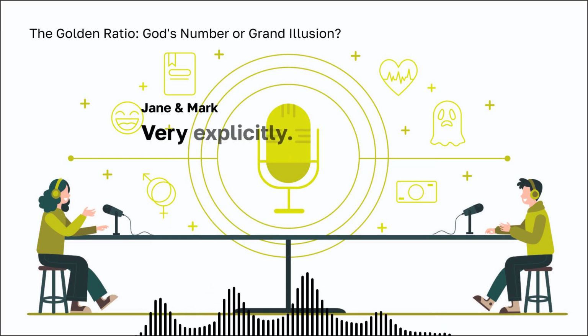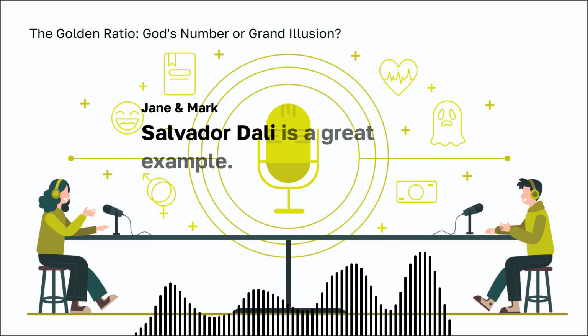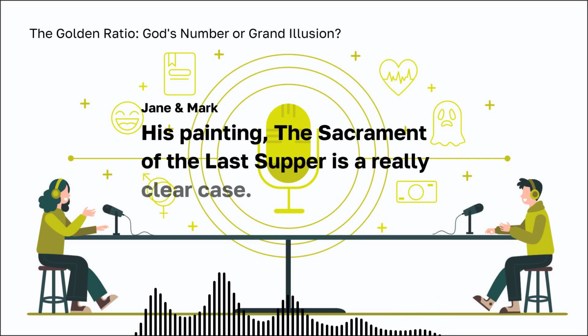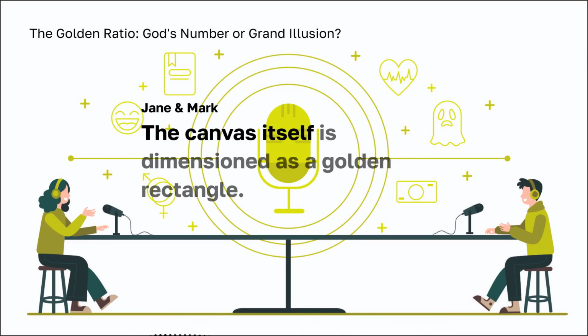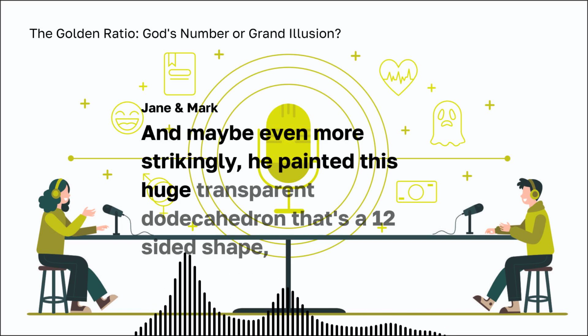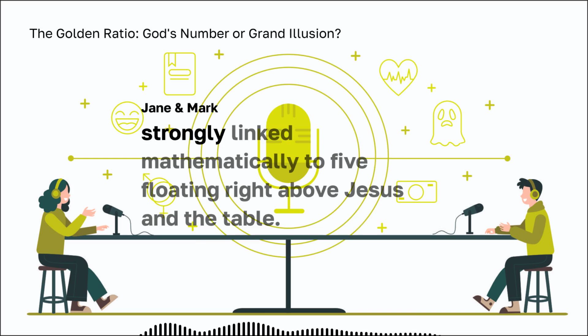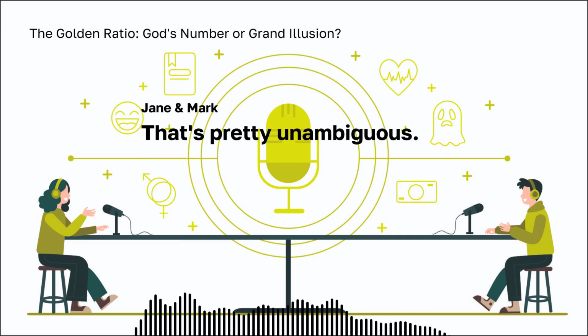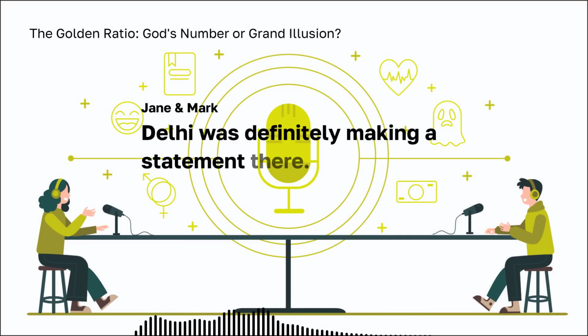Sometimes, yes, very explicitly. Salvador Dalí is a great example. His painting, The Sacrament of the Last Supper, is a really clear case. The canvas itself is dimensioned as a golden rectangle. And maybe even more strikingly, he painted this huge, transparent dodecahedron, a 12-sided shape strongly linked mathematically to phi, floating right above Jesus and the table. There's no doubt he intended that connection. Right, that's pretty unambiguous. Dalí was definitely making a statement there.